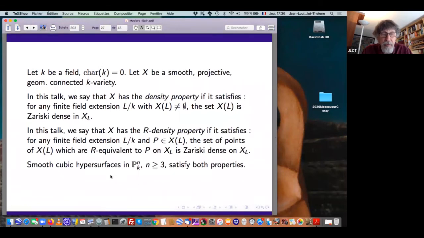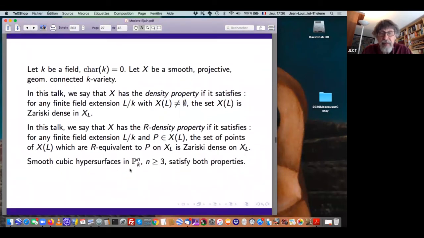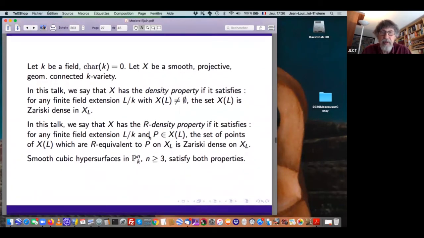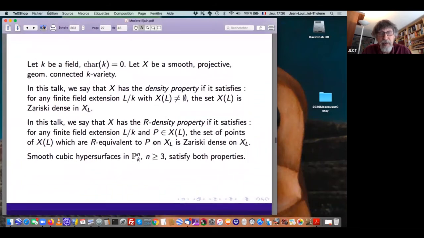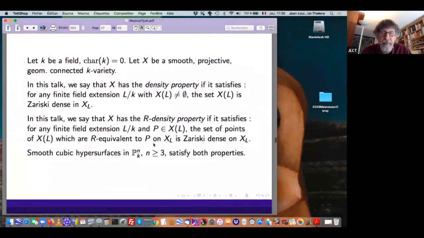Right, so smooth cubic hypersurfaces in P^n_K satisfy both properties. I mean, the second one is not completely obvious, but it uses unirationality plus all the symmetries which you can have on cubic hypersurfaces, symmetry with respect to a rational point.